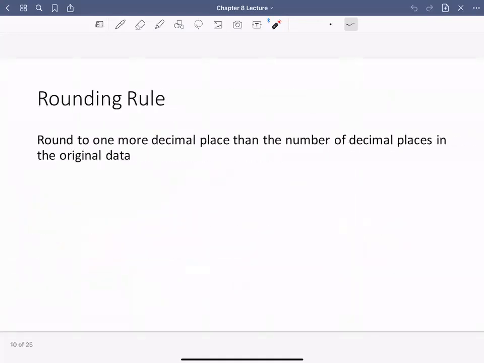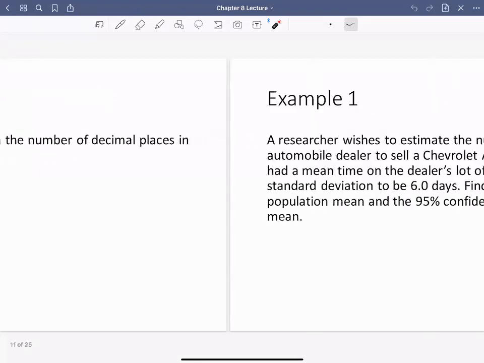All right, so one more thing before we get into our first example, a rounding rule. We round to 1 more decimal place than the number of decimal places in the original data. So if we're given in the original data a bunch of whole numbers, you're going to see that the average, standard deviation, and so forth will be rounded to 1 more decimal place. If we're given something with the tenths, like 20.2 or 40.6, then we're going to round to one more decimal place, to the hundredths. And you'll see by example here.